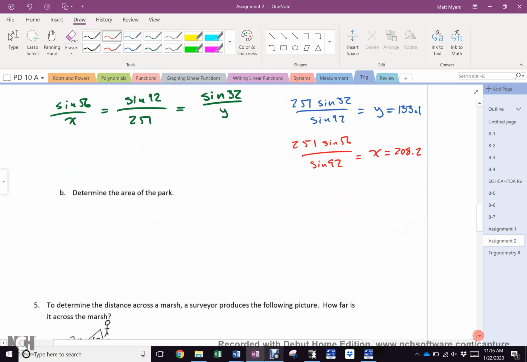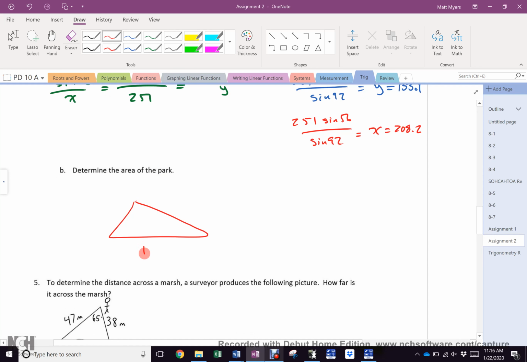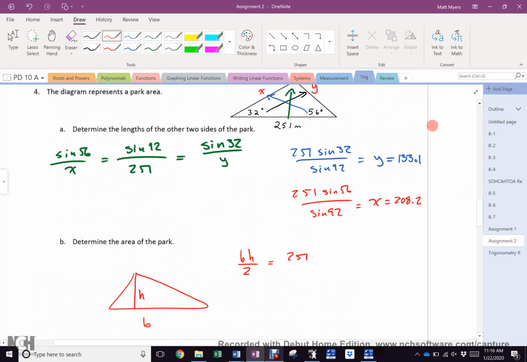Determine the area of the park. Well, area of a triangle is base times height, divided by 2. Well, I know the base is 251. The height, I know, is a Q, isn't it? And I know that this side is 133.1, and this is 56. And I know that Q is 133.1 times sine 56, and then divided by 2.